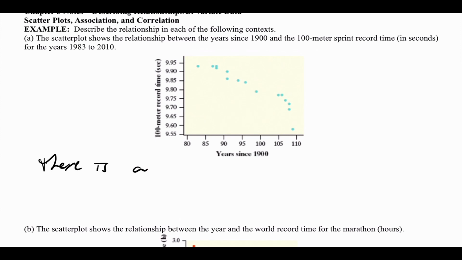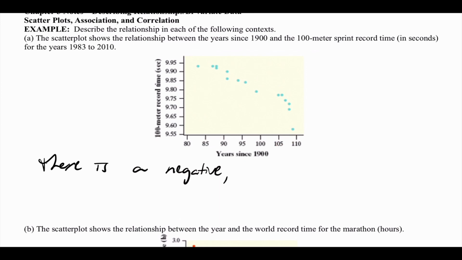Perfect. Okay, so let's do A first. As years is getting bigger, right? Years since 1900: 80, 85, 90, 95, 100. As years gets bigger, what are the dots doing? Are they climbing or falling? Falling, right? So there's a negative. So we would say a negative. That's one word.